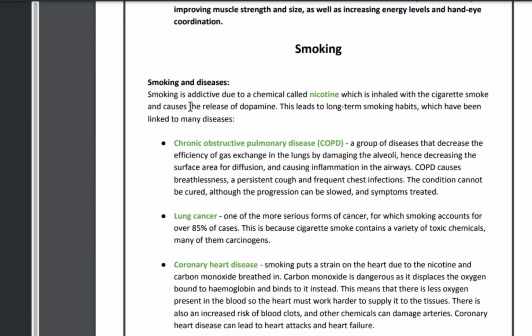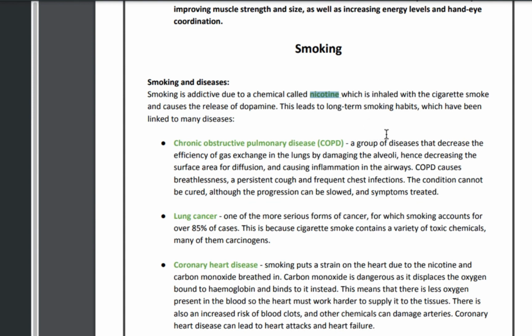Now, smoking and the diseases that follow smoking. Smoking is addictive because there's a chemical called nicotine that is used in making tobacco, used in making this cigarette. So this chemical, nicotine, makes you addicted. You will be super addicted to it. If you don't smoke, you will not feel right, because of this chemical they put in it. So anytime you hit a cigarette, you're taking a lot of nicotine, and it makes you addicted.